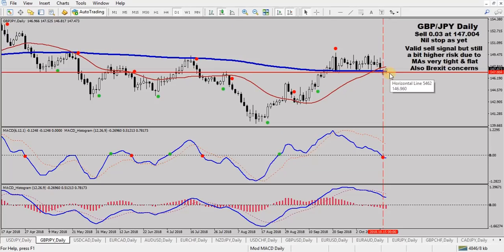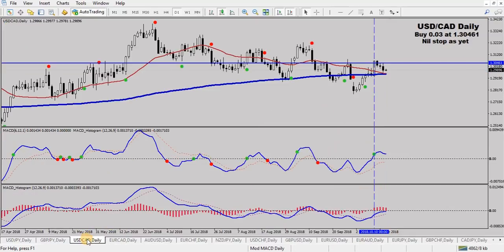Pound yen in a sell this morning. I didn't particularly like this trade, but the criteria is met. I took it. I may regret it, but at the moment, still a valid signal. USD CAD in a buy, not going well either.